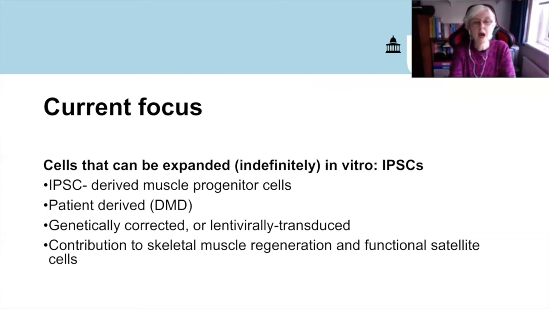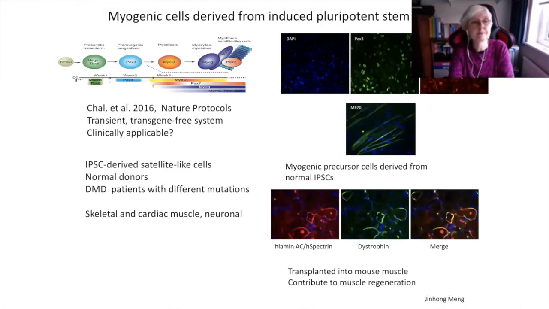So currently, we're looking at cells that can be easily obtained without having to do a muscle biopsy, that can be expanded and manipulated in culture. And we're looking at induced pluripotent stem cells, which either derive from donors or from DMD patients. And we're looking to genetically correct them or lentivirally transduce them, and looking with our mouse model system whether they contribute to muscle regeneration. So we've been using a protocol derived by Olivier Pourquié's lab to coax induced pluripotent stem cells to undergo myogenic differentiation.